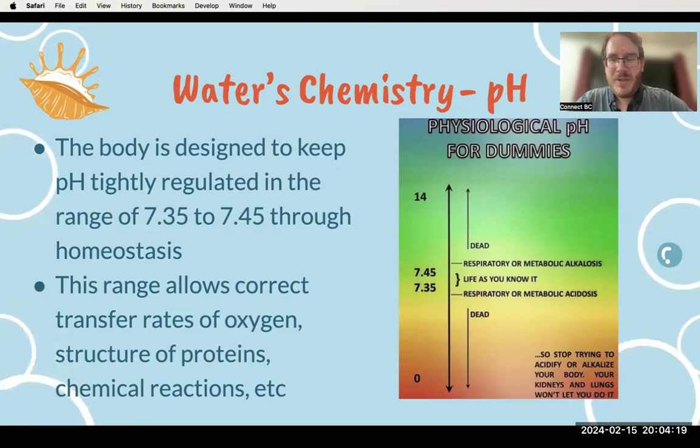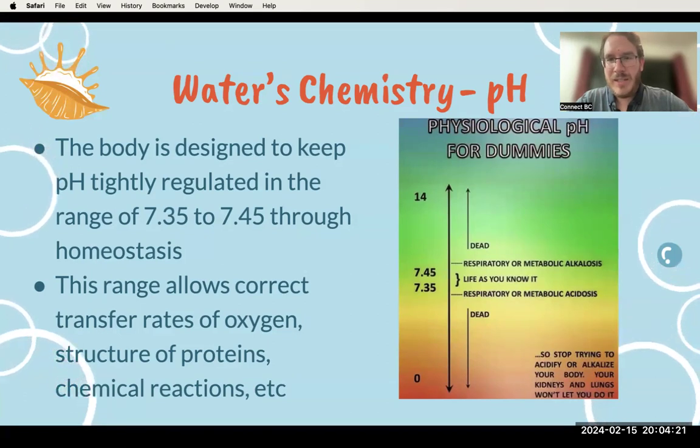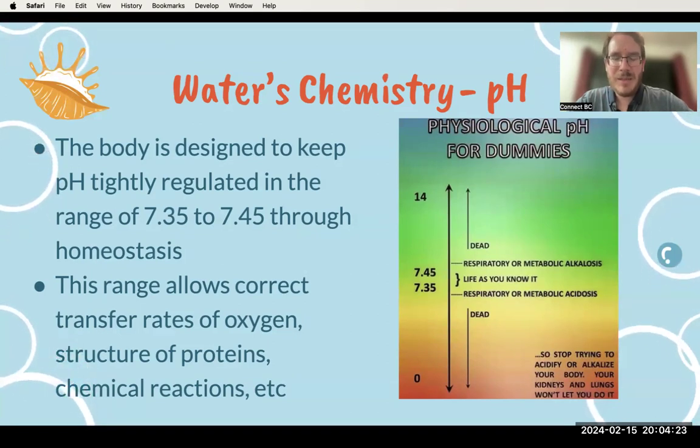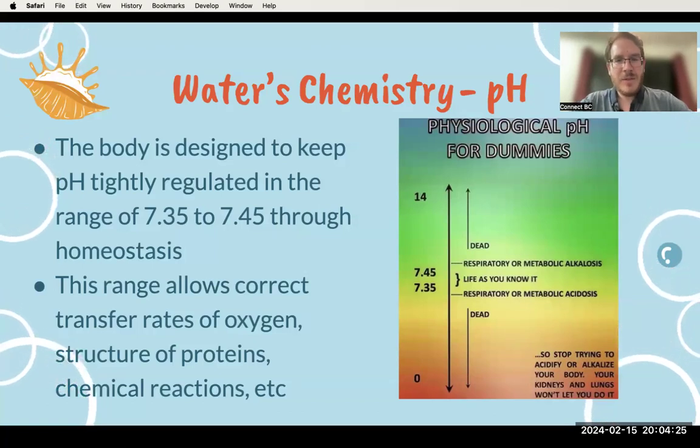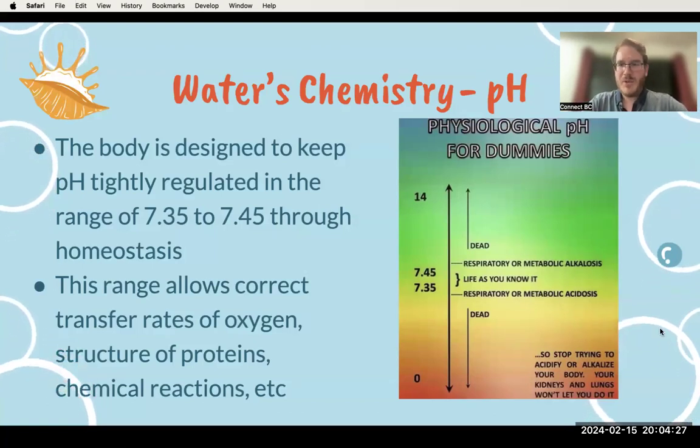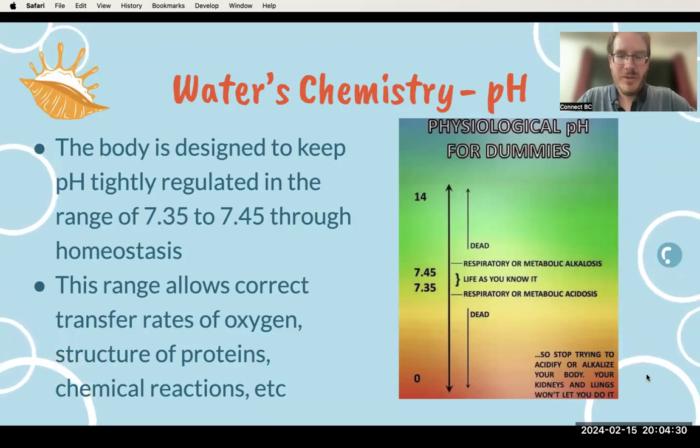So there's no purpose in trying to acidify or alkalize your body because your body is working very hard to keep it in a very tight range all the time, because that's important for the chemistry climate of your body so it can do what it needs to do.